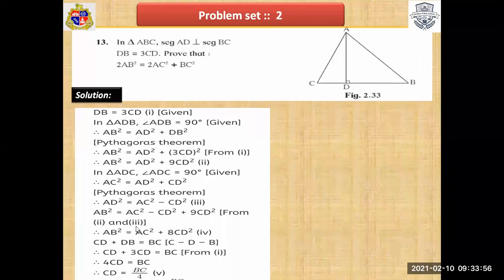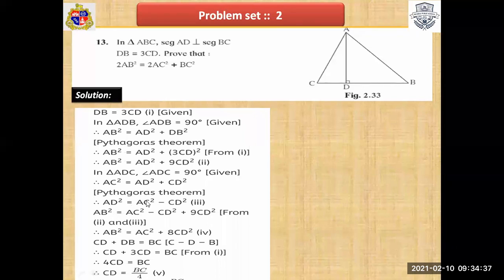So from this we get, see carefully. First we apply Pythagoras theorem in ADB. Here the hypotenuse is AB, so AB square is equal to AD square plus DB square. But DB is 3 times CD, so we get equation number 2. Then in triangle ADC, D is 90 degrees, so the hypotenuse is AC. AC square is equal to CD square plus AD square. Now from this we find the value of AD square. So AD square is equal to AC square minus CD square. Clear?